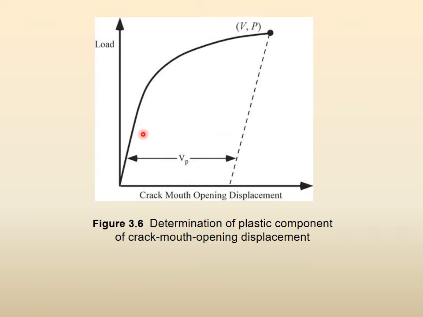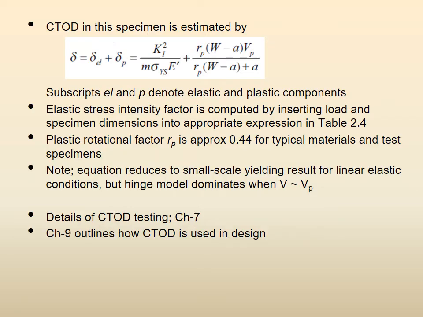That is why we are drawing this curve: at any point we can draw a line parallel to the initial straight line and measure from 0 to this line, and we get the V plastic, right? So from there you measure the total V in the hinge model, and you separate the plastic part of it, just that, right?